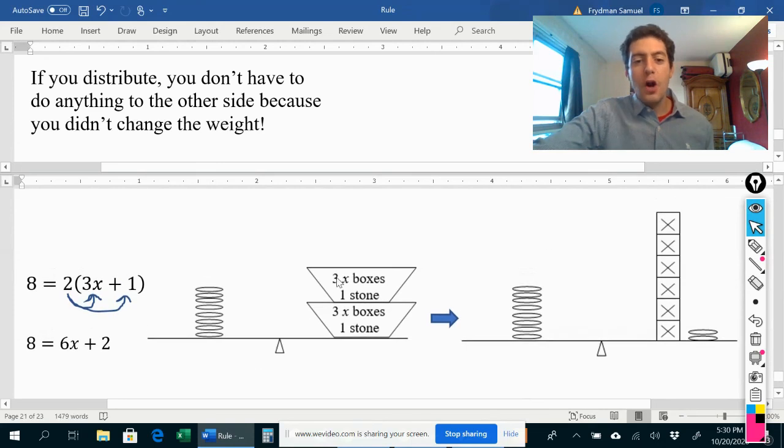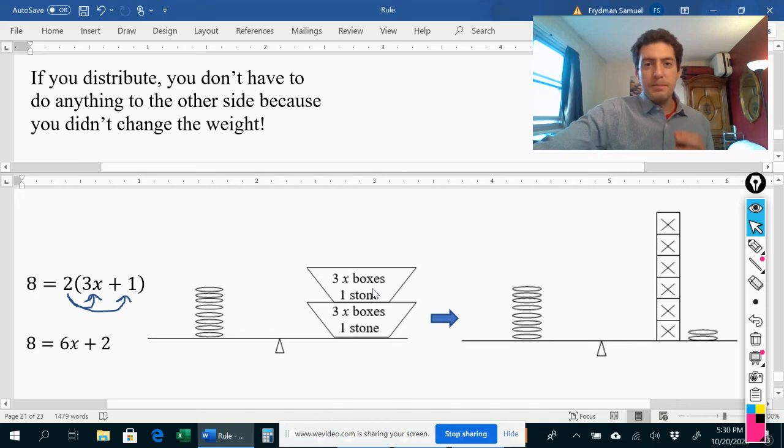So what would happen if we opened up these 2 packages? That's like we're distributing this 2 over here. So if we had 2 packages and 3 X boxes in each package, then when I open these packages up, I'm going to see 1, 2, 3, 4, 5, 6 X boxes, right? So 2 times 3x is 6x, and 2 times 1 is 2. So if I have 2 packages and each package has 1 stone, then when I open up these packages and just lay everything out, I'm going to see 2 stones.